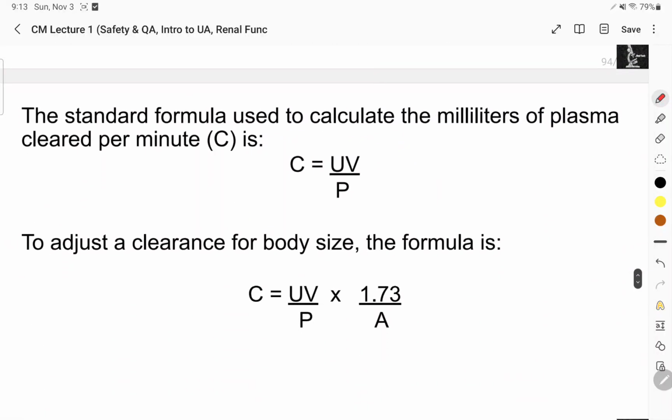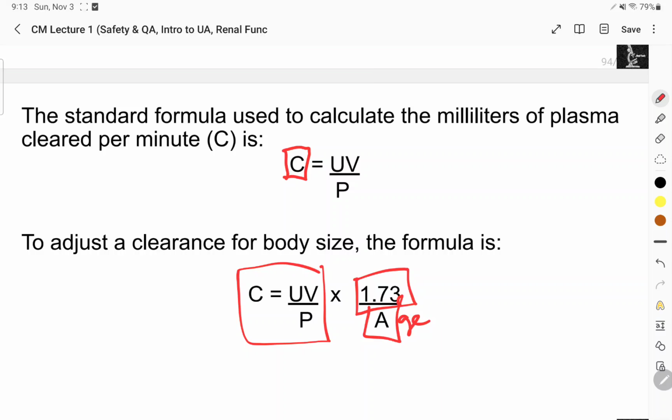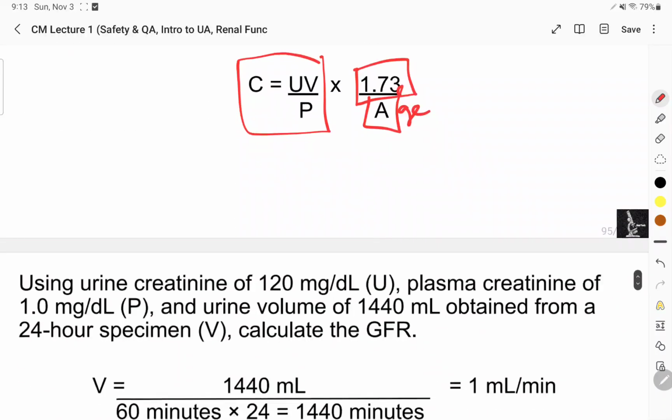This is the standard formula to calculate the milliliters of plasma cleared per minute. U is the urine creatinine concentration, V is the volume of urine, and P is the plasma concentration of your creatinine. And if you want to adjust the clearance for body size, the formula is your clearance times 1.73, the body surface area, over the patient's body surface area, especially if the patients are children. Okay. So, for example.